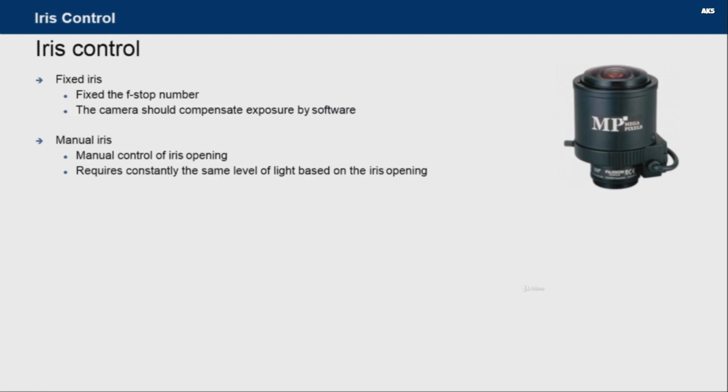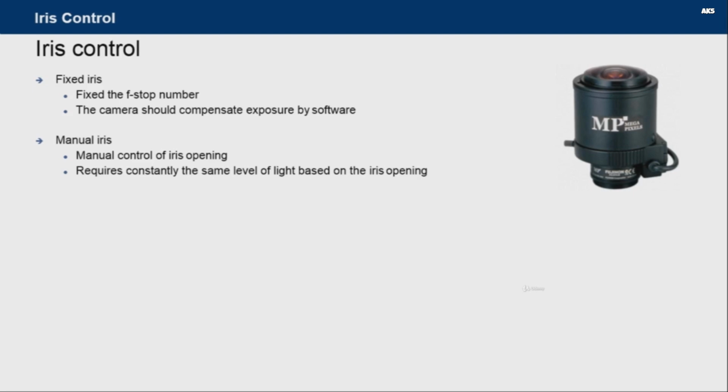So the fixed iris is used in indoor environments where the light level may be constant. With the fixed iris lens, the iris opening is fixed at a certain f number and cannot be adjusted. So this type is used in scenes with the same light level. The fixed iris type is much cheaper than the other types.